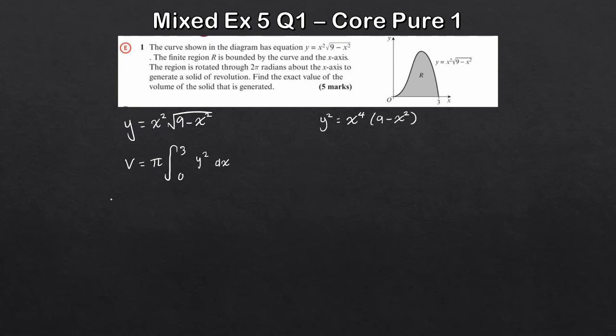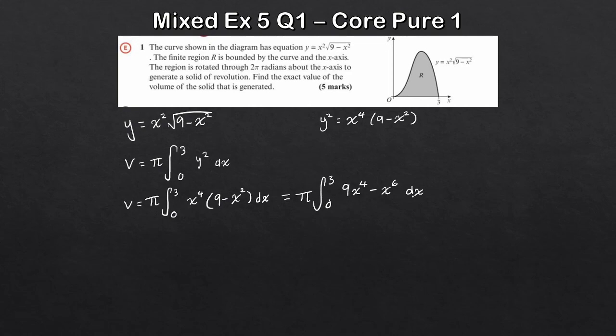And remember, we multiply these together, so it'll be 9 minus x squared times x to the 4. So if we sub that in, that's going to be V equals pi times the integral 3 to 0 of x to the 4 times 9 minus x squared dx. So now we can just simplify this. I'm going to multiply this expression out here. It's going to be equal to pi times the integral. So this would be 9x to the 4 minus x to the 6. So just some basic indices here. dx. And then we can actually integrate.